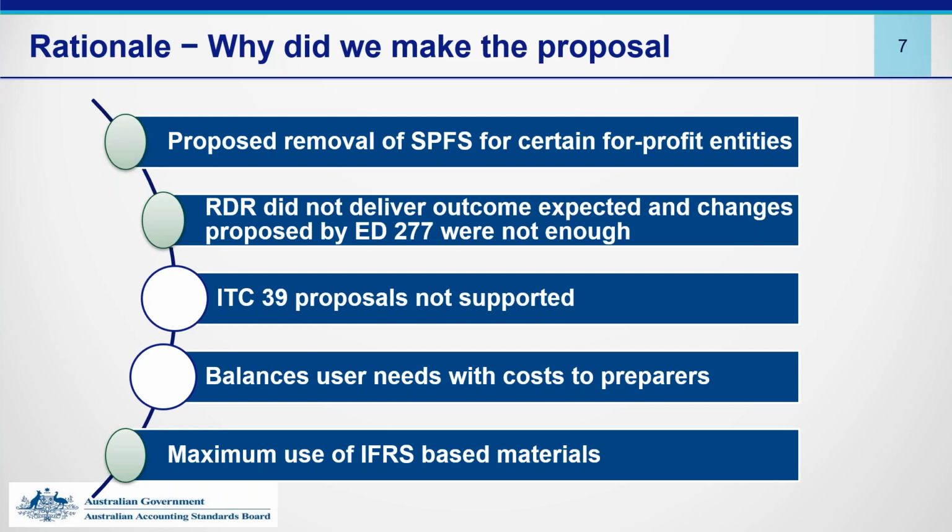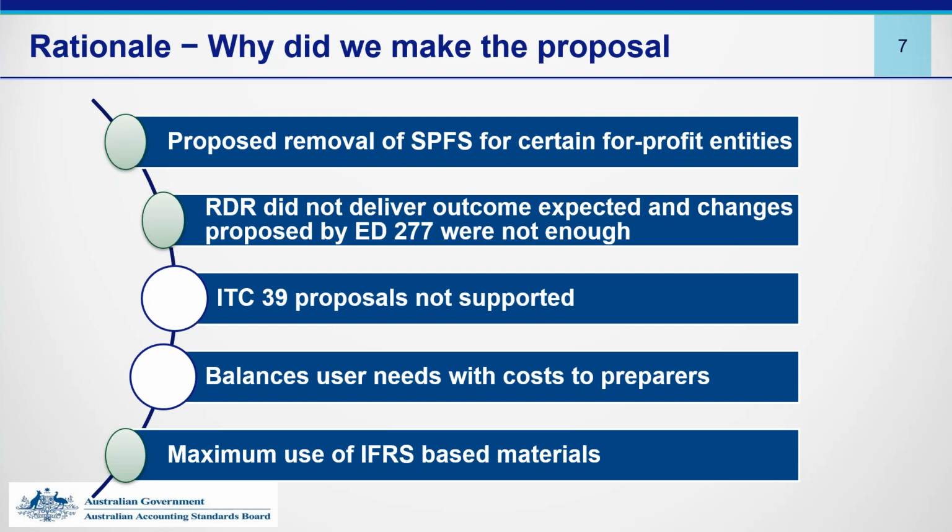So that meant we had to go back to the drawing board, because first and foremost, we had to find a solution for those entities that have to step up from special purpose reporting. So we had to find something that balances user needs with cost to preparers. An obvious candidate to look at here is IFRS for SMEs, because that standard is written for entities that don't have public accountability. So it's similar user groups to the companies that we're talking about here.